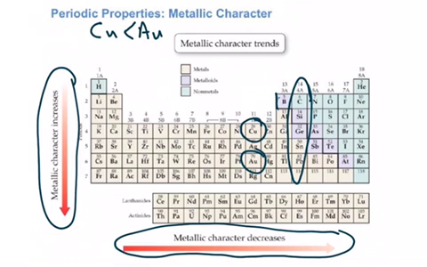And then as you're going from left to right, and this one's pretty easy to visualize because the metals are on the left, the non-metals are on the right. As you go towards the right of the periodic table, you become less metallic. So metallic character decreases from left to right. The only non-metal on the left side is hydrogen. Even though hydrogen is a non-metal, it's placed there because it has some common properties with the alkali metals in terms of it having one valence electron.